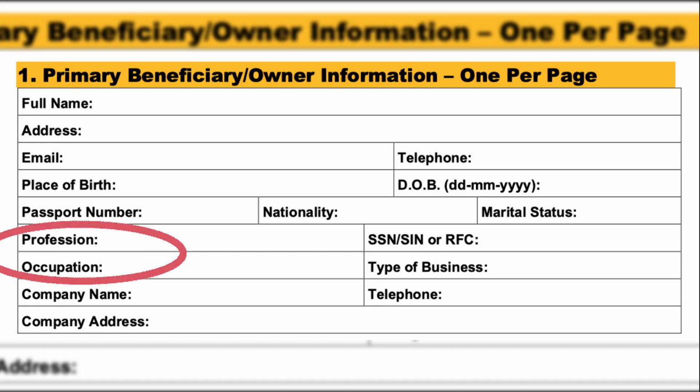Regarding your profession versus occupation. Profession is what you trained for. For example, registered nurse, high school teacher, even if retired. Occupation is what you currently do for a living. For example, retired, homemaker, consultant.